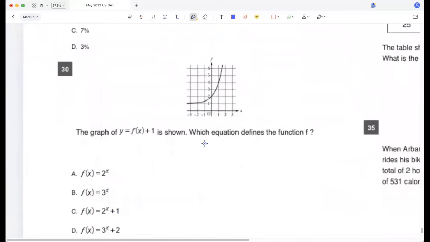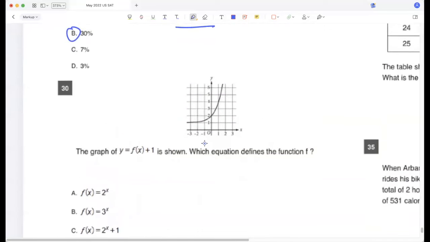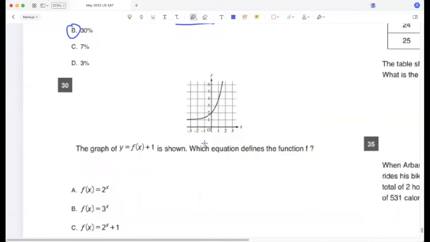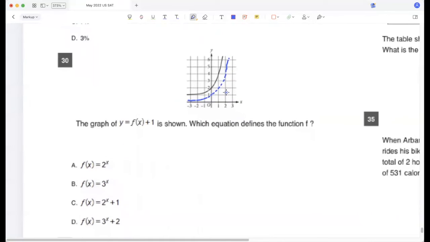The graph of y is equal to f(x) plus 1 is shown. Which equation defines the function f? So you can see, okay, this is f(x) plus 1. So f(x) will look like this. It will be 1 unit below this, right? Now if you look at (2, 4), it passes through this, right? So 2 to the power x should be the answer, because 2 to the power 0 is 1 and 2 squared is 4. So that is option A.